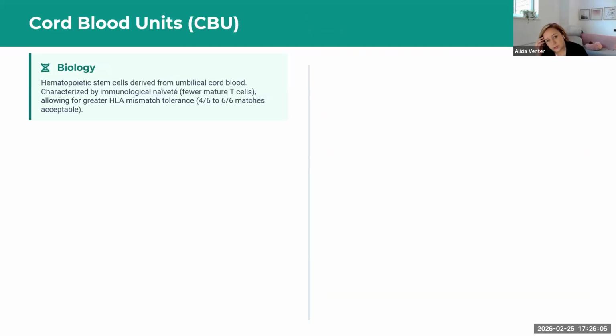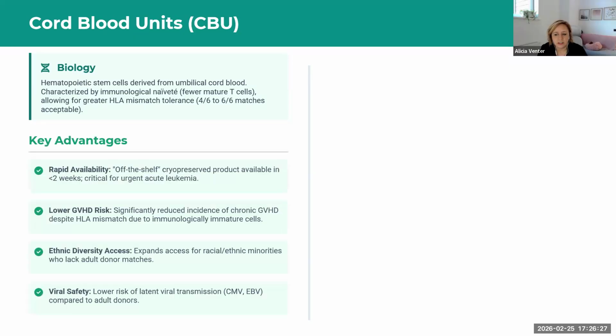The next source is the cord blood units. Right now, there is just shy of 800,000 cord blood units stored in the global donor database, or in our case, the global cord database. So a cord blood unit is hematopoietic stem cells derived from umbilical cord blood. The advantages, again, rapidly available because this is the original off-the-shelf product, if you like. There's also a lower GVHD risk because of the immature cells, the naive stem cells.